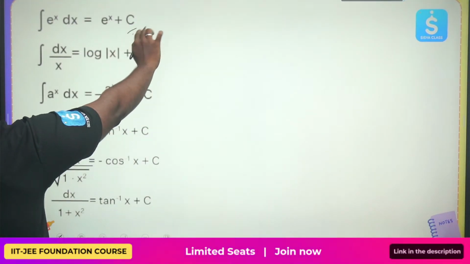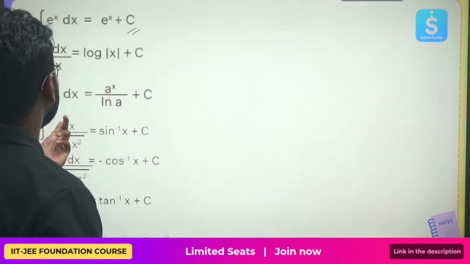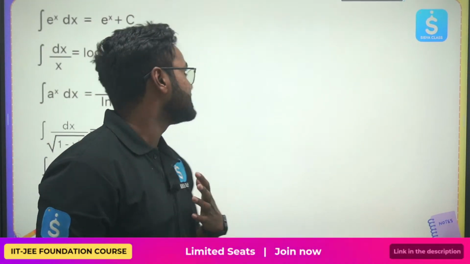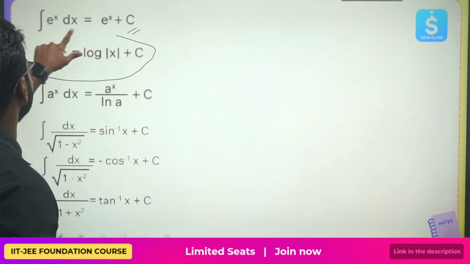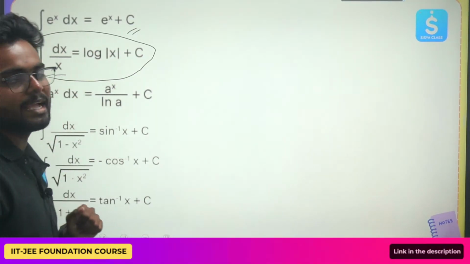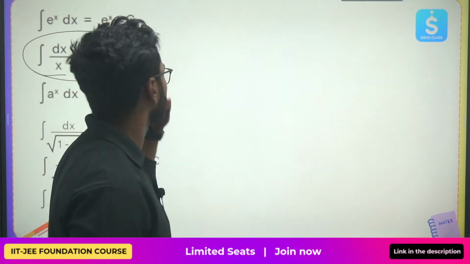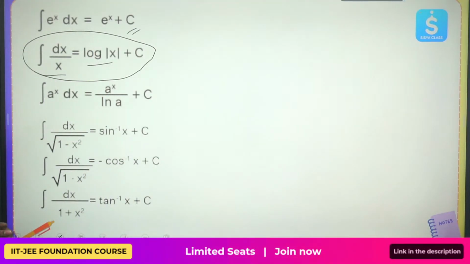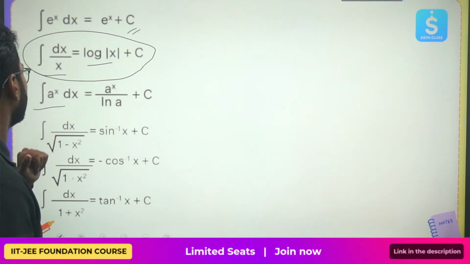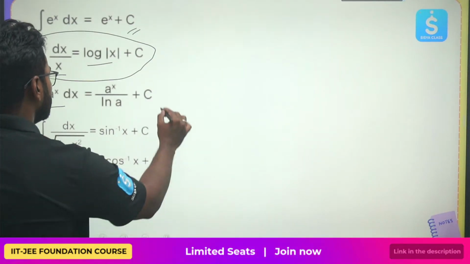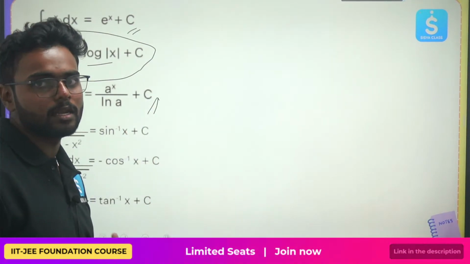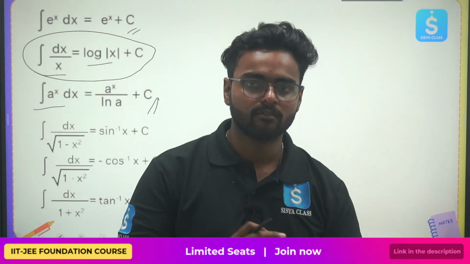E power x will never change. The integral of e power x dx would be e power x plus c. And 1 by x, this is an important thing to remember. The integral of 1 by x dx would be log of mod x plus c. And here, the integral of a power x dx is a power x by ln a plus c. These are some of the most important formulas that you will need to remember while solving questions from this lesson.